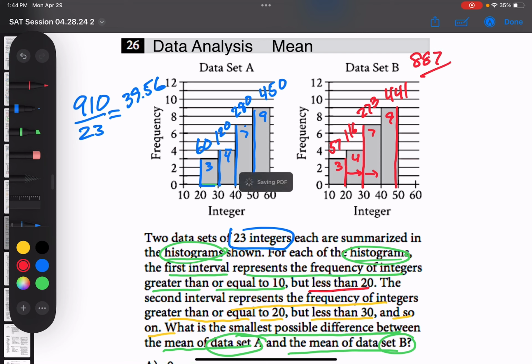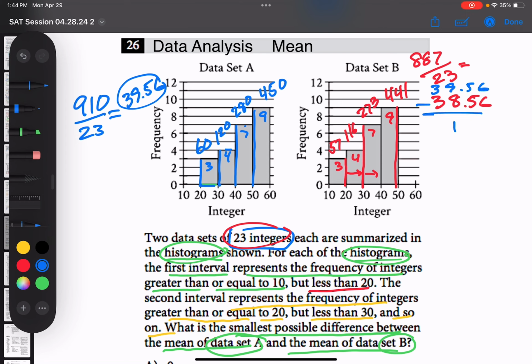Divided by what? 23 integers. So if we divide it by the 23 integers, let's do it. 887 divided by 23 equals, oh, check that out. It equals 38.56. So if I took my original number, 39.56, what is the difference between the averages? It is 1.0, and that's why it's your answer.